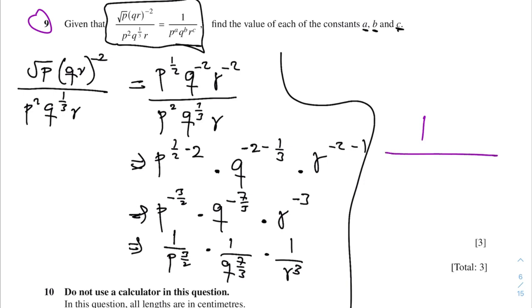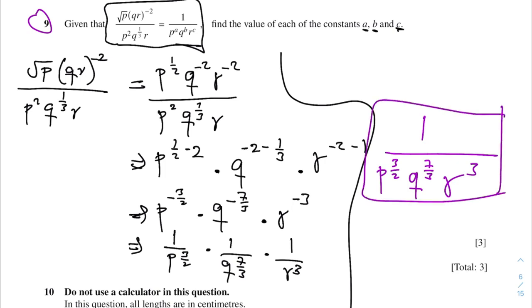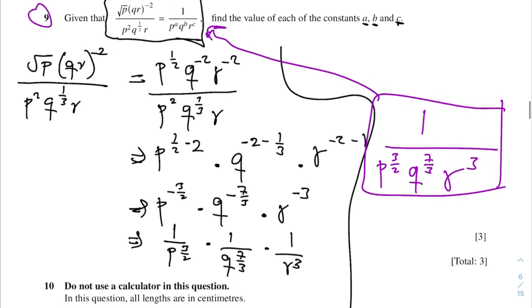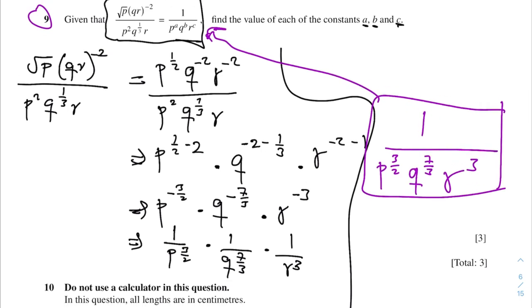The numerators will multiply, which is still 1. Now we have P to the power 3/2, Q to the power 7/3, and then R to the power 3, like that. Now, this is directly in line with what they wanted us to get. So you can see that A is 3/2, B is 7/3, C is 3. So this is you applying the laws of indices to this particular problem.